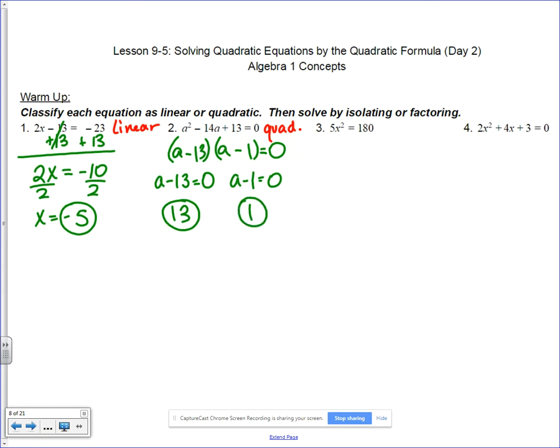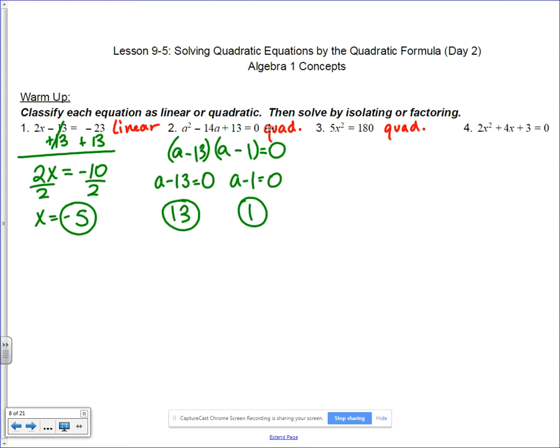Perfect. How's everybody doing on those 2 answers? Fantastic. Number 3, linear or quadratic? Why is it quadratic? Squared. Can I isolate or do I need to factor? I'm going to isolate it. There's only x squared. So how would you isolate?